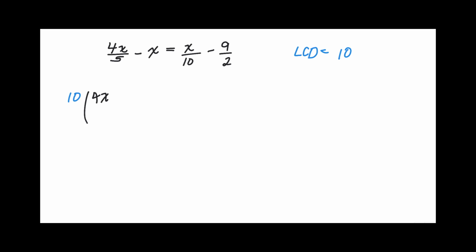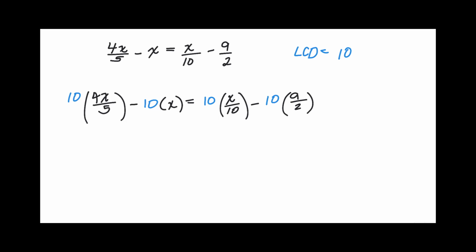So 10 times 4x over 5. And then don't forget this one, 10 times x equals the other side, 10 times x over 10, minus 10 times 9 over 2. All right, and as I mentioned in my last video, if it makes you happy, well, that one probably doesn't matter, but you could put all of these as a fraction.